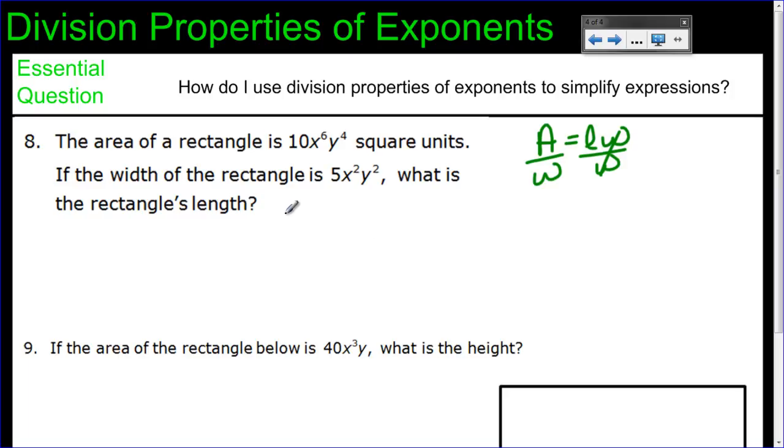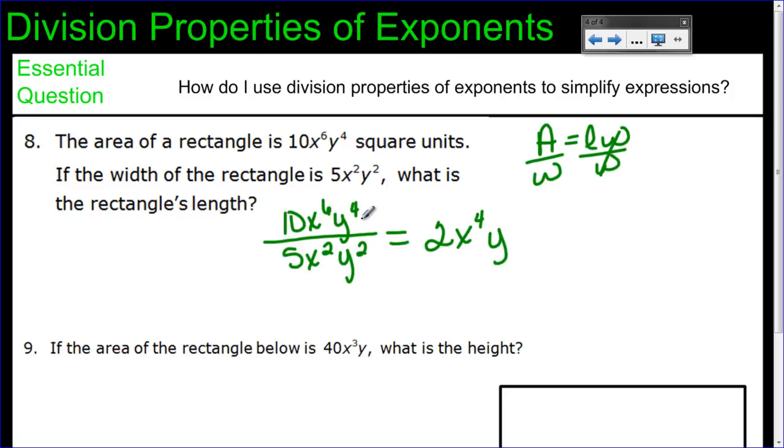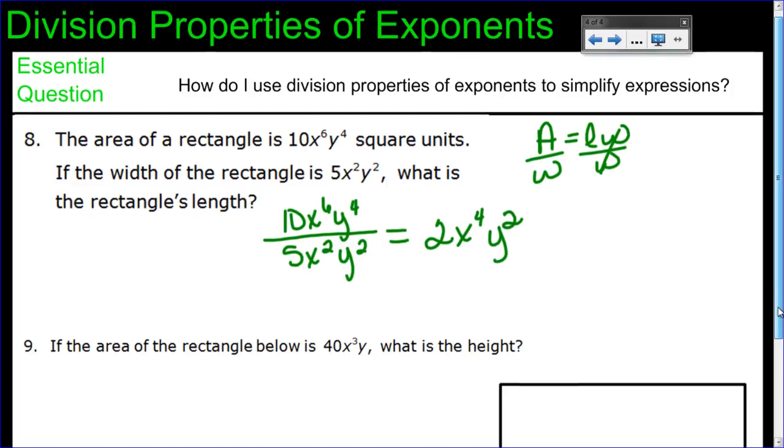So I'm going to take my area, 10x to the 6th, y to the 4th. I'm going to divide it by my width, which is 5x squared, y squared. And I'm going to go ahead and 10 divided by 5 is 2. When I do my x's, 6 minus 2 is 4. And when I do my y's, 4 minus 2 is 2. This is the length of the rectangle.